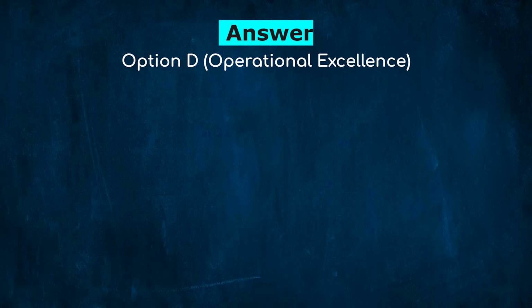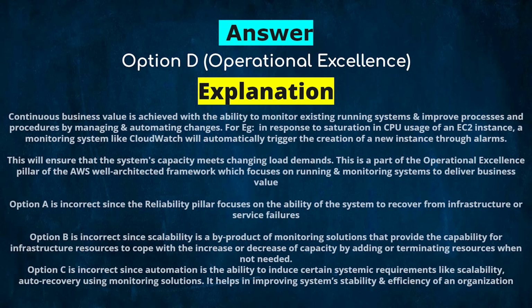Operational excellence. Explanation. Continuous business value is achieved with the ability to monitor existing running systems and improve processes and procedures by managing and automating changes. For example, in response to saturation in CPU usage of an EC2 instance, a monitoring system like CloudWatch will automatically trigger the creation of a new instance through alarms. This will ensure that the system's capacity meets changing load demands. This is a part of the operational excellence pillar of the AWS Well-Architected Framework, which focuses on running and monitoring systems to deliver business value.